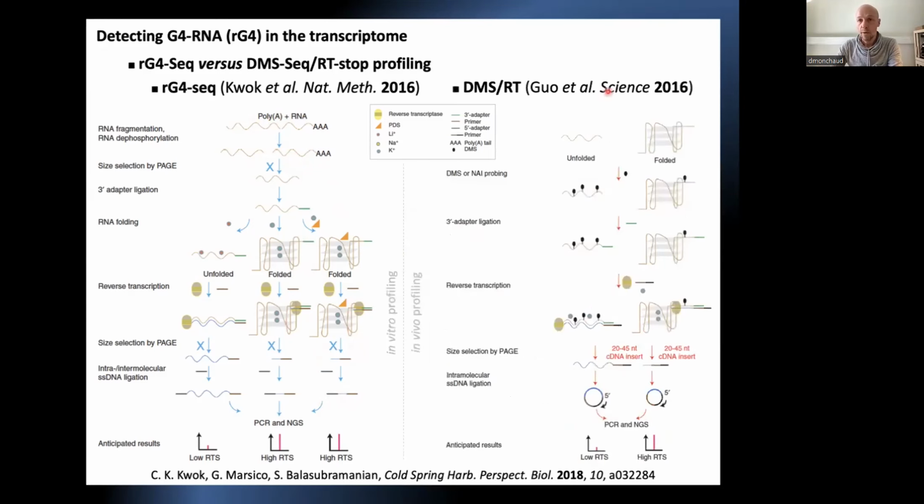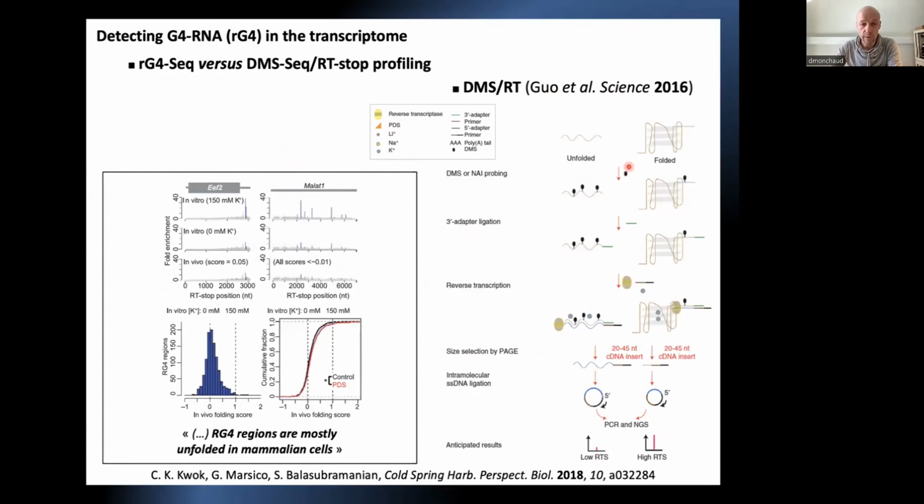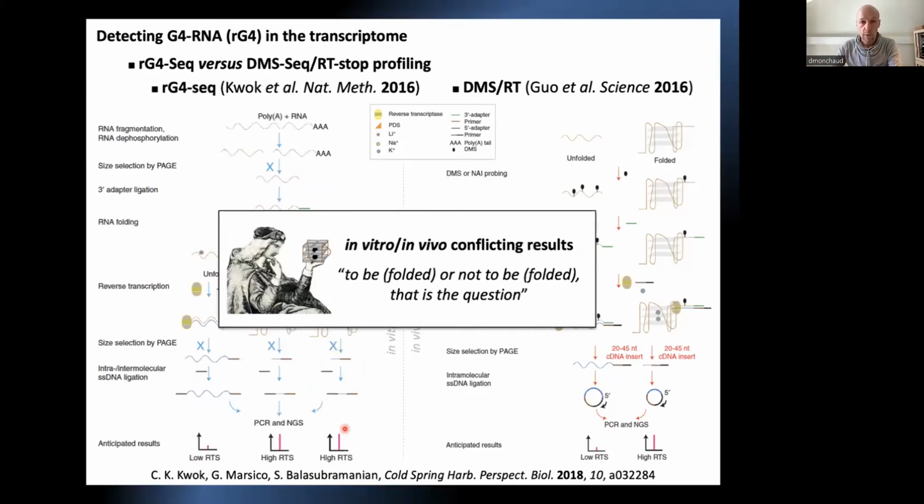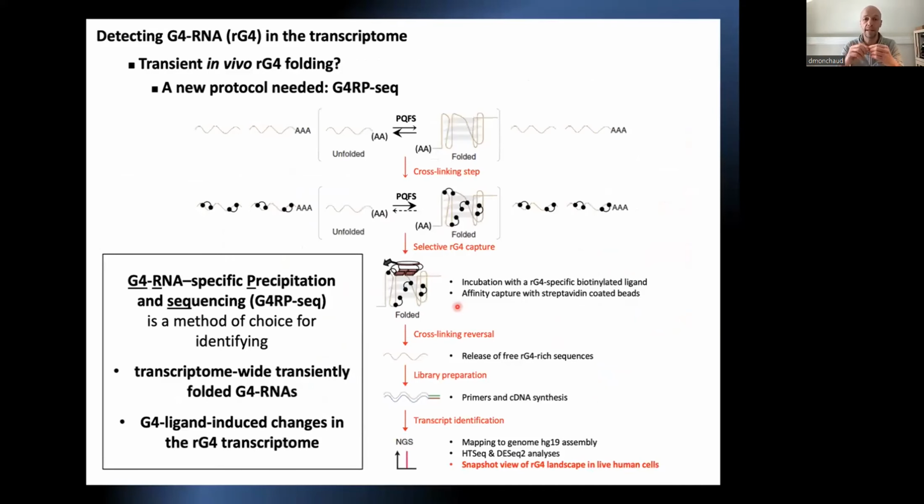The same year, David Bartel published in Science another approach, which is based on DMS footprinting, but I won't go too much into the detail. The conclusion of his study was that RG4s are mostly unfolded in mammalian cells. So the studies did more or less the same thing, according to two different techniques, and the conclusions were completely opposite. So we reasoned that finally the technique makes a difference. To solve this conundrum, to be folded or not to be folded, that is the question, we decided to investigate the existence of RNA G4s in vivo.